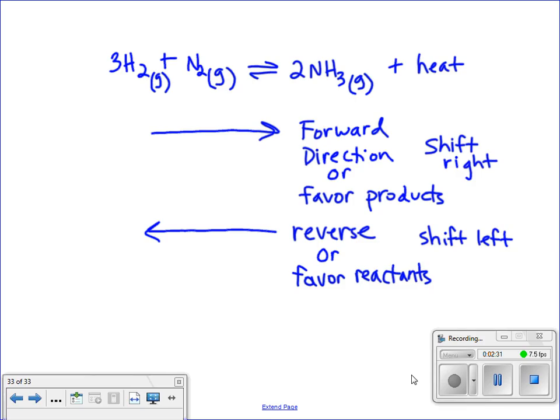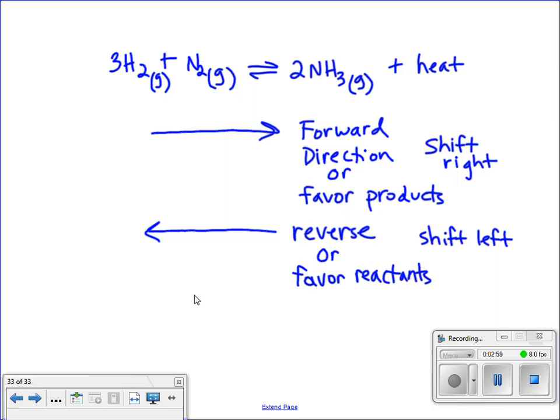reaction that's reversible. So in some cases, you could have the hydrogen reacting with nitrogen to produce this ammonia. Or you could also have this reverse reaction where ammonia decomposes into nitrogen and hydrogen. So this is called the forward reaction. This is called the reverse reaction. If equilibrium is favoring the products, it's called a shift to the right. And if it's favoring the reactants, it's called a shift to the left.